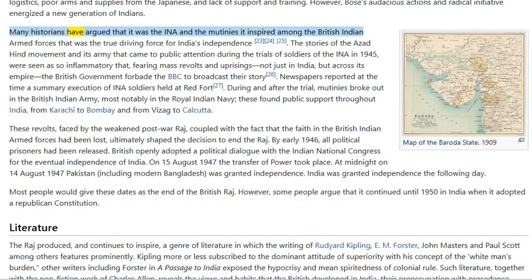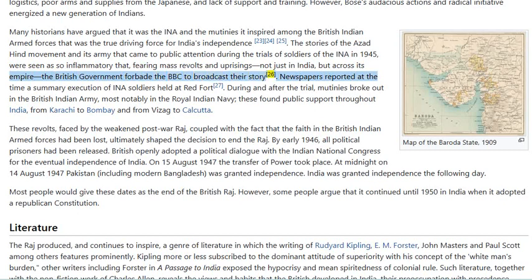Many historians have argued that it was the INA and the mutinies it inspired among the British Indian armed forces that was the true driving force for India's independence. The stories of the Azad Hind movement and its army that came to public attention during the trials of soldiers of the INA in 1945 were seen as so inflammatory that, fearing mass revolts and uprisings, not just in India but across its empire, the British government forbade the BBC to broadcast their story.